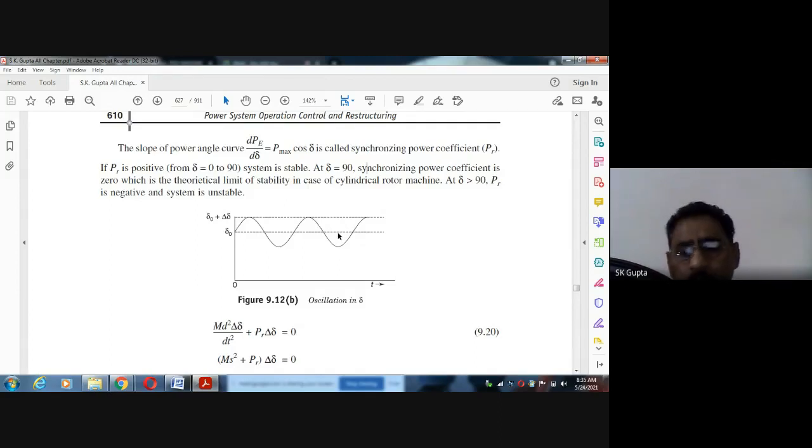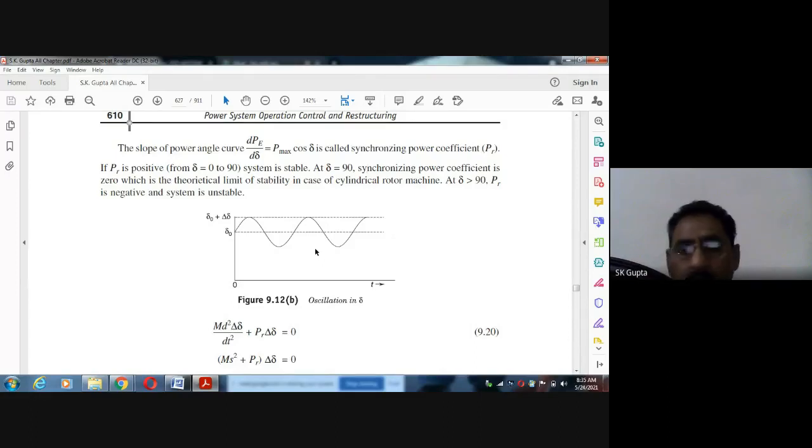Sinusoidal oscillations are there, but in fact there is always some resistance in the system. Because of the natural resistance of the system, these oscillations of delta will be decaying. It may take some time to decay, and finally, depending upon the resistance, there will be a time constant. They will be decaying according to that time constant.